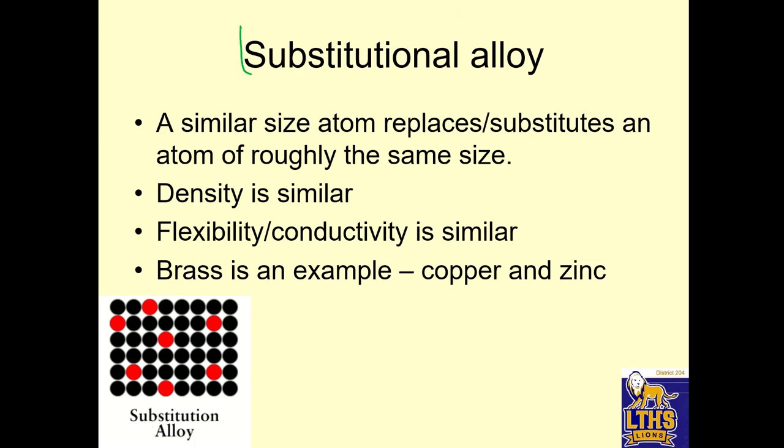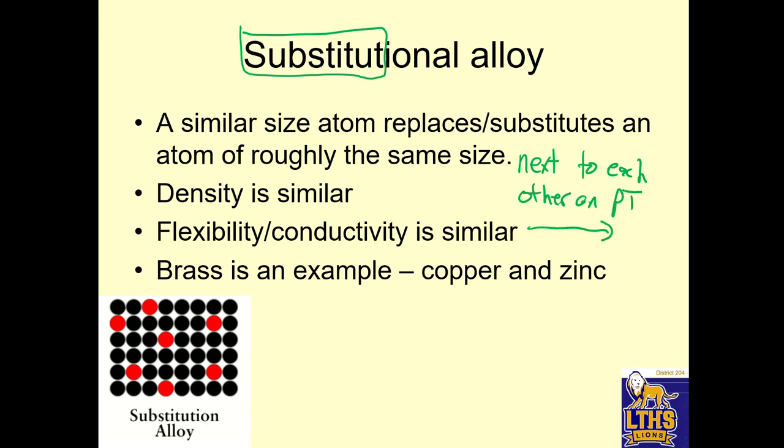Substitutional alloy, I think you see the word substitute in there, right? So that means you're going to take one out and put a different one in. So these must be similar size atoms that replace or substitute an atom of roughly the same size. So that means typically next to each other on the periodic table. So it could be more than one, but that's typically it, not up and down. Flexibility and conductivity is similar.